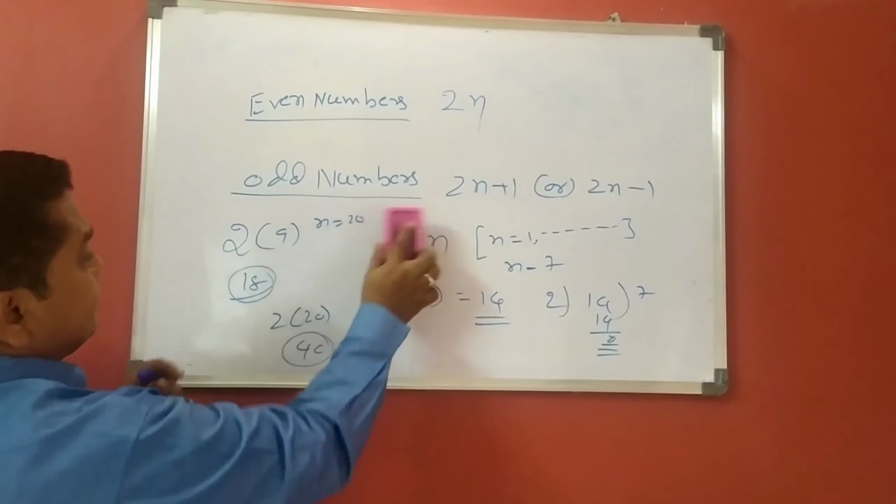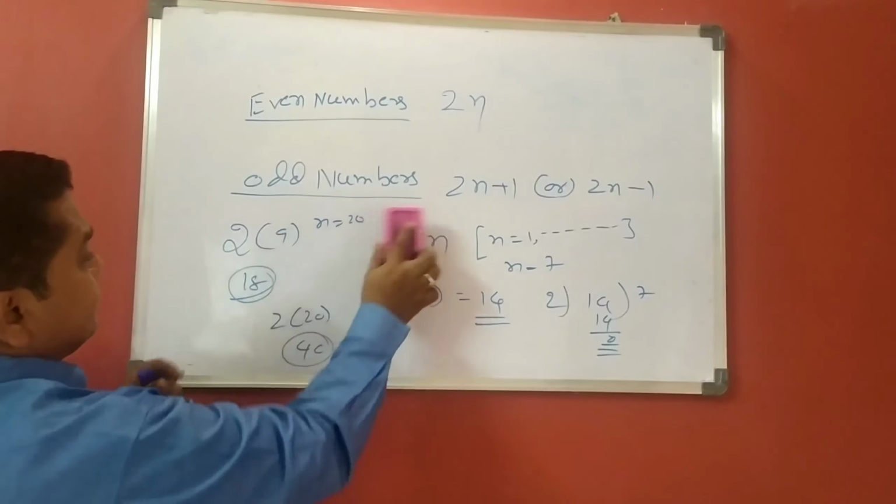For example, 2n plus 1. n is equal to 2. 2 into 2 plus 1, 4 plus 1, that is equal to 5. 5 is divisible by 2. 2 2s are 4, remainder we get 1. So that's why this formula is correct.